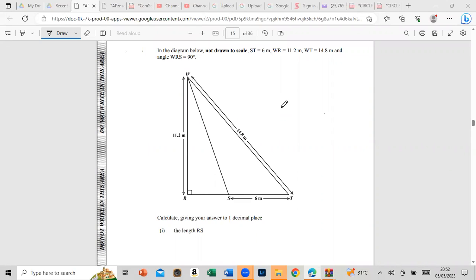It says, in the diagram not drawn to scale, ST is equal to 6, WR is 11.2 meters, WT is 14.8 meters, and angle WRS equals 90 degrees. Calculate, to one decimal place, the length of RS. How would you guys approach that? Let's go. What's the answer, guys? One decimal place.